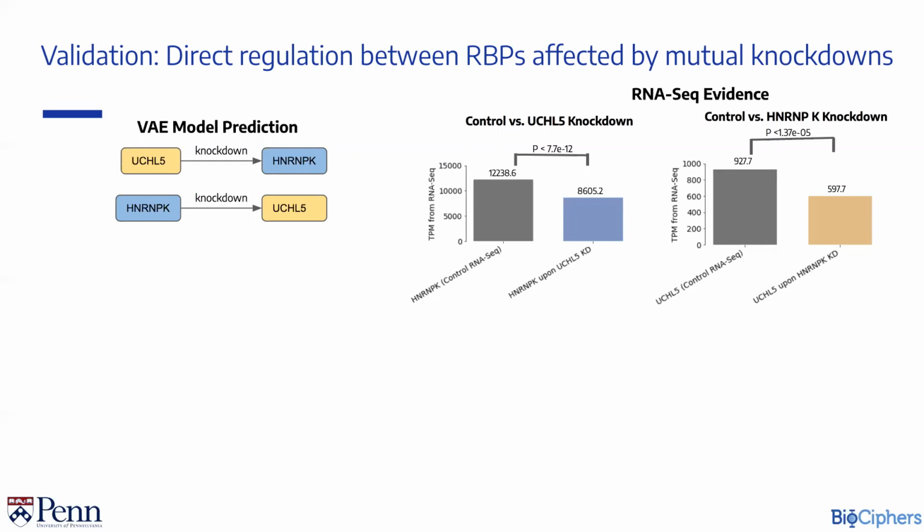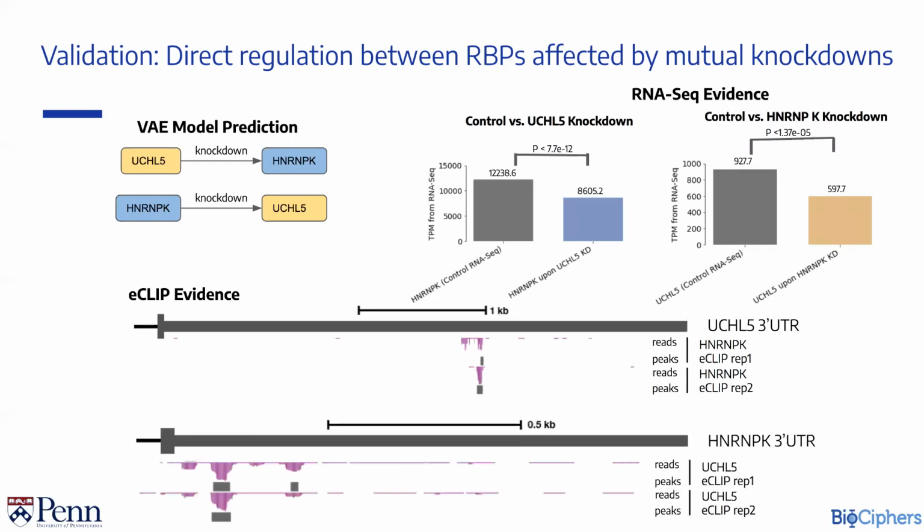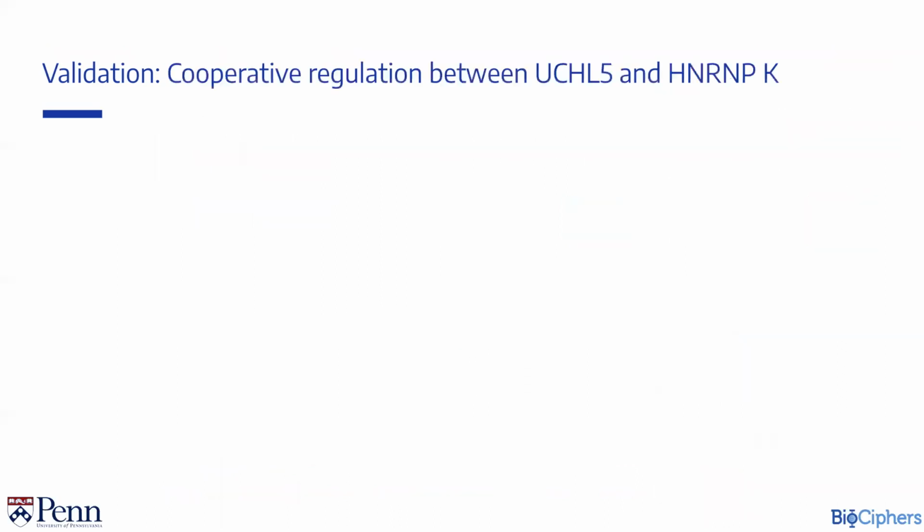So our first hypothesis is that these two RBPs are directly regulating each other through binding in the 3' UTR. And in line with that, we found E-clip peaks for HNRNPK binding in the 3' UTR of the UCHL5 gene and found E-clip peaks for UCHL5 binding in the 3' UTR of the HNRNPK gene. So next, we want to know if these two RBPs are involved in cooperative or competitive regulation of other targets.